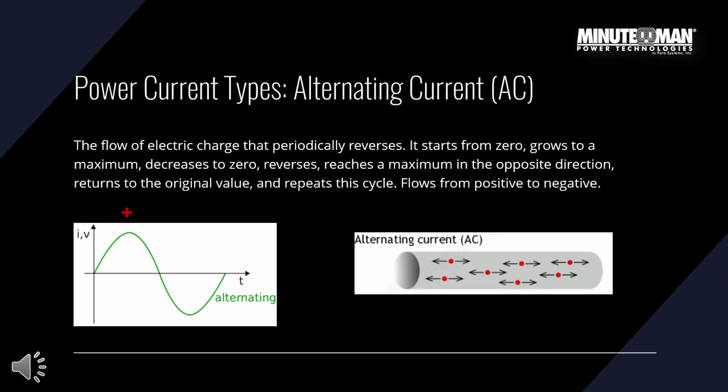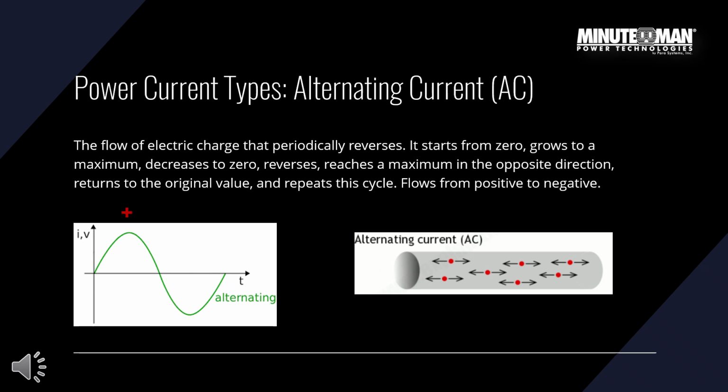Power current types. Alternating current, AC, is a type of electrical current where the direction of the flow of electrons periodically reverses and changes direction in a wave-like pattern, usually many times per second. AC is usually represented as a sine wave. How is AC generated? AC is generated by alternators at power plants. A rotating coil inside a magnetic field induces an alternating voltage. This rotation creates a waveform where polarity switches back and forth.